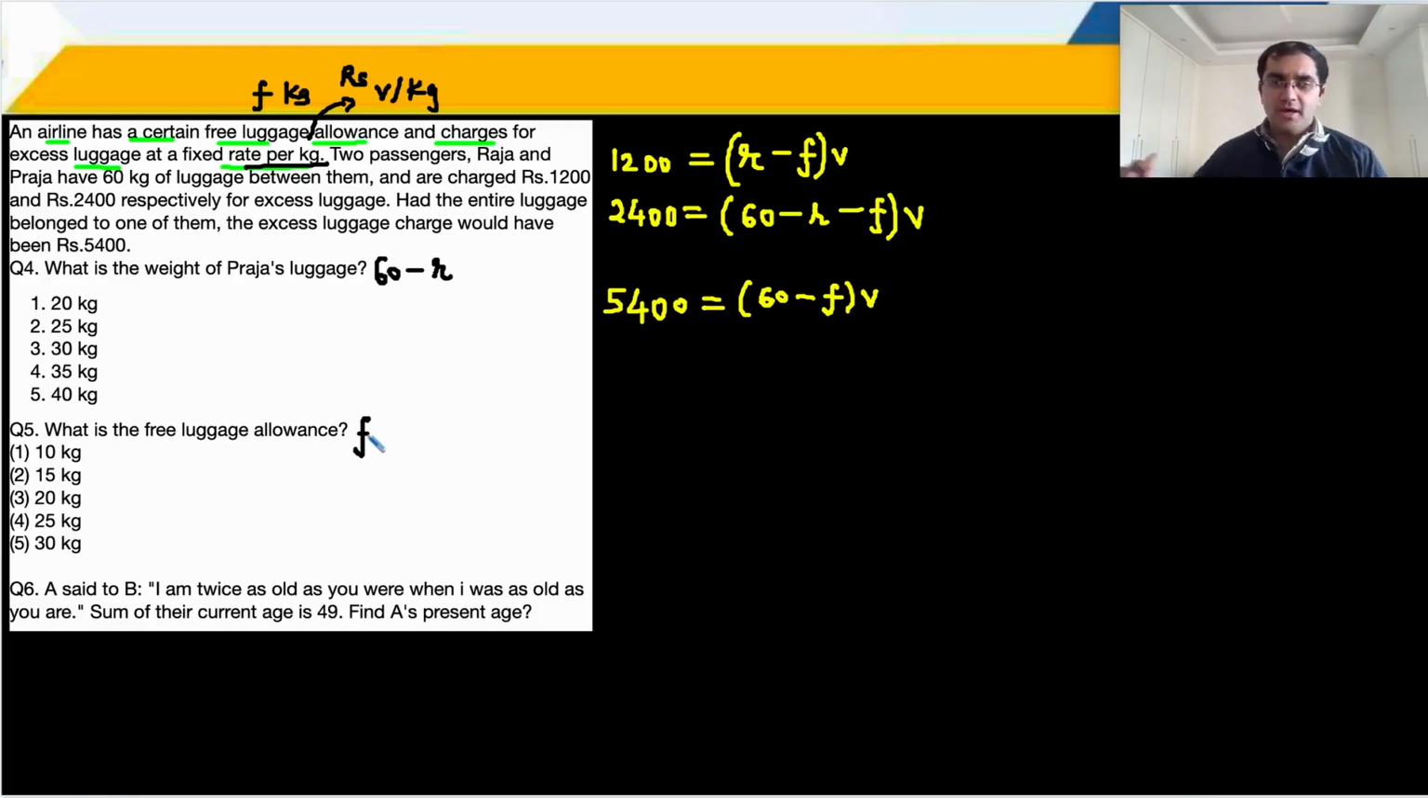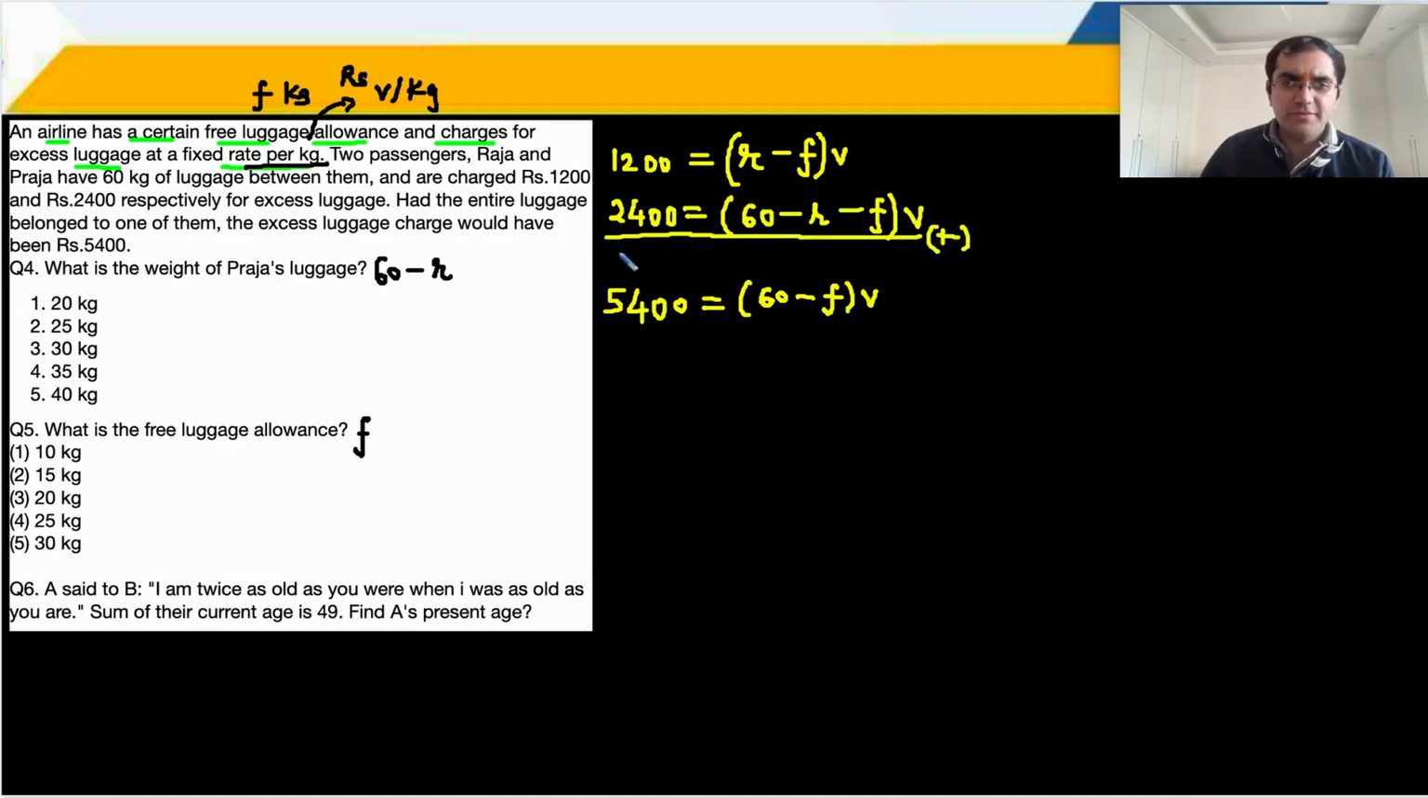Now you can check how do you want to solve this. So one thing that I am going to do right now is that I am going to divide the first two equations and get rid of V. Let me divide, or should I add them? You can choose how to solve. Maybe I'll add the first two equations. Let's add these two.